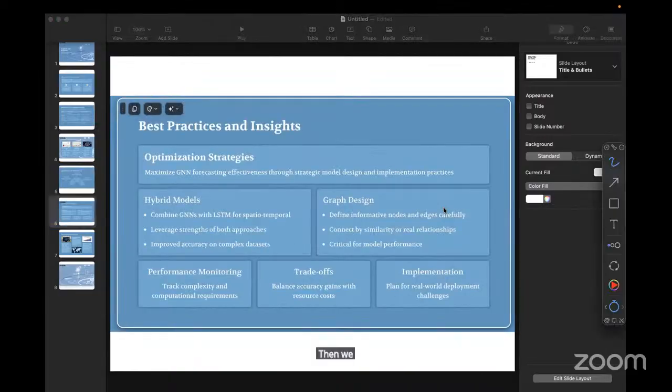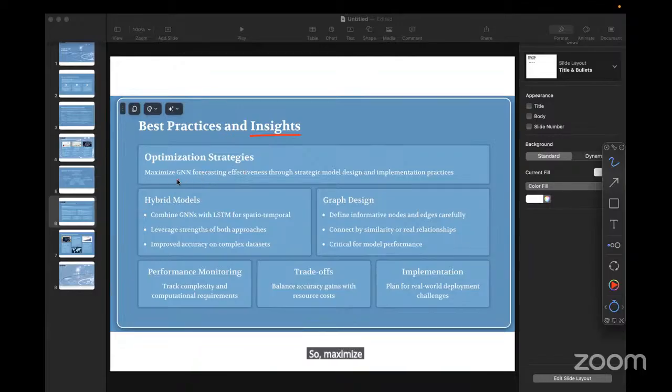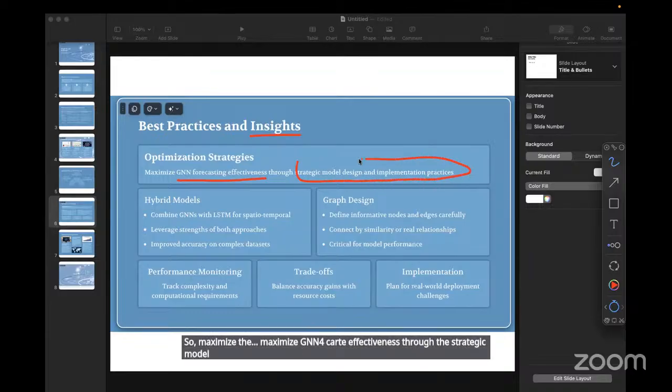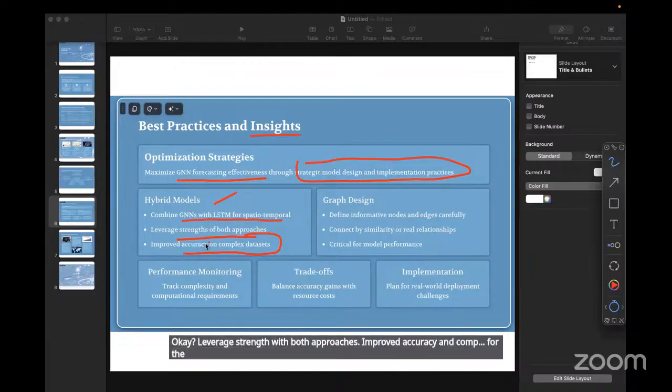Then, what are the best practices and insights we can gather from GNN? Maximize GNN forecasting effectiveness through strategic model design and implementation practices. Hybrid models: we can use GNN with LSTM, leveraging the strengths of both approaches. If we have a very complex data set, it will improve our accuracy in finding the relationships.